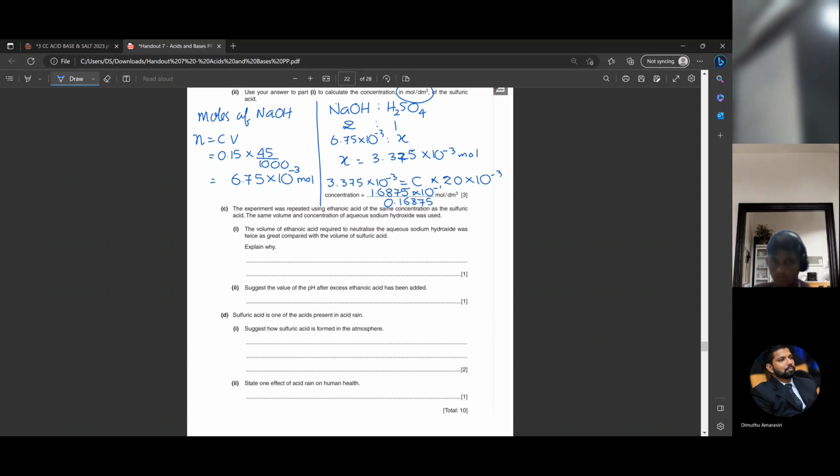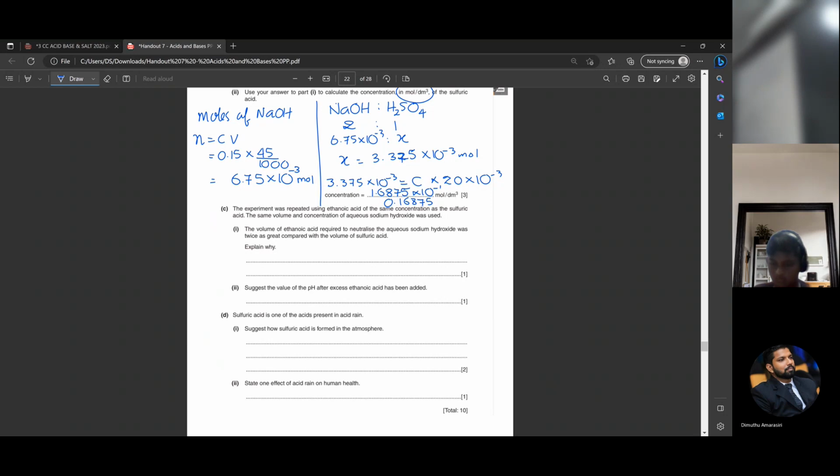The experiment was repeated using ethanoic acid, same concentration as the sulfuric acid, same volume and concentration of aqueous sodium hydroxide used. The volume of ethanoic acid required to neutralize the aqueous sodium hydroxide is twice as great compared to the volume of sulfuric acid.